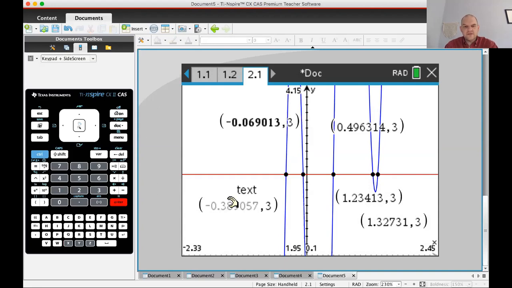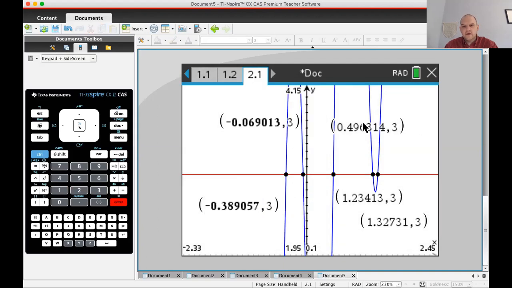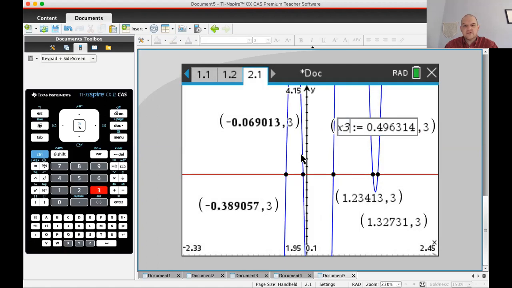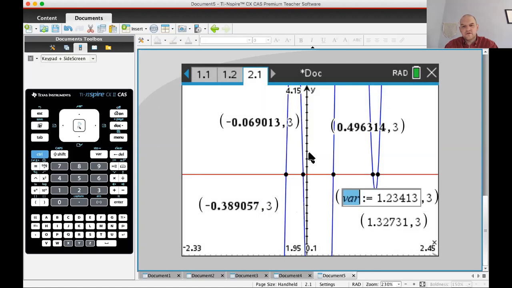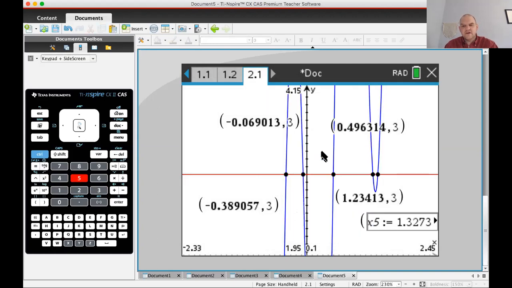And then I'm gonna do the same thing, control menu, store X2. Control menu, store X3, control menu. So what I'm trying to do here is I'm gonna graph all the lines. I'm gonna try. Control menu, and then X5. Okay, so there's 5 of them, so that's great.